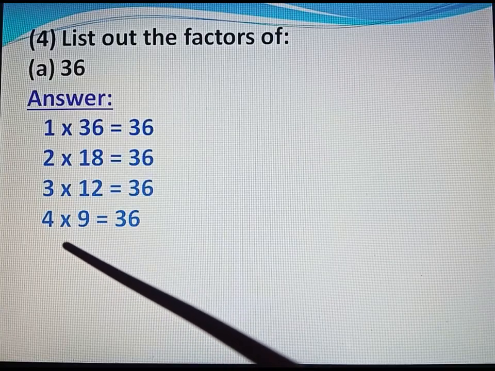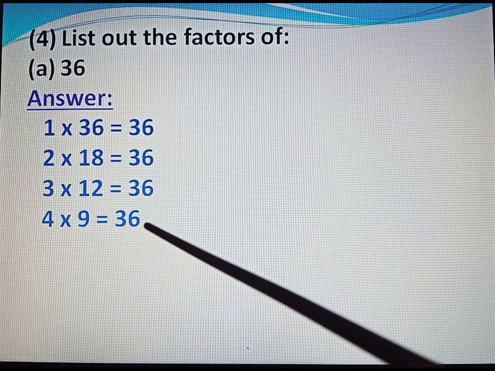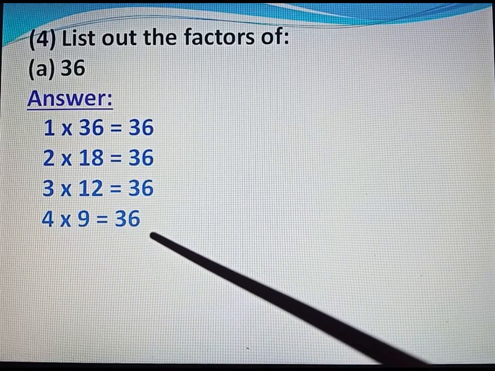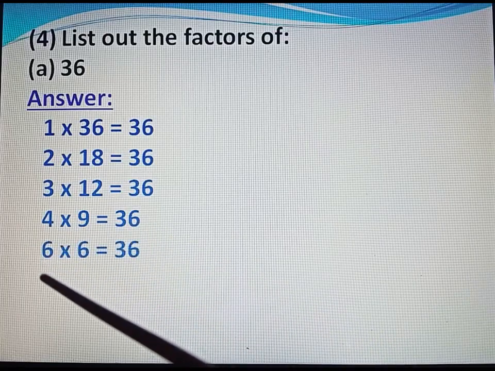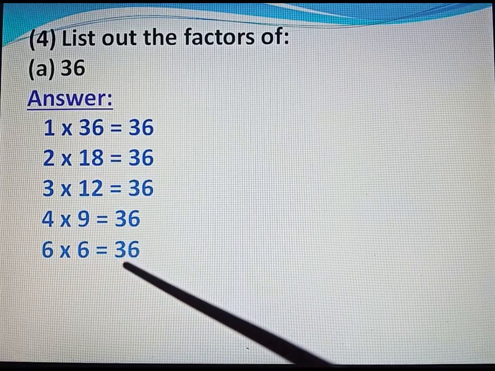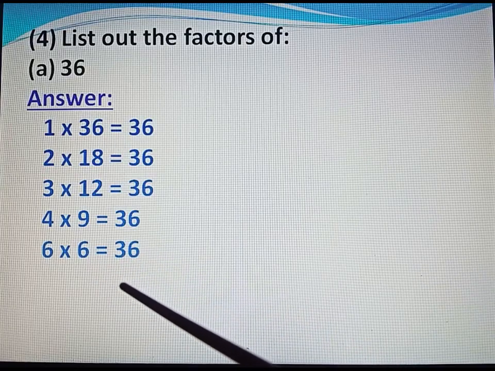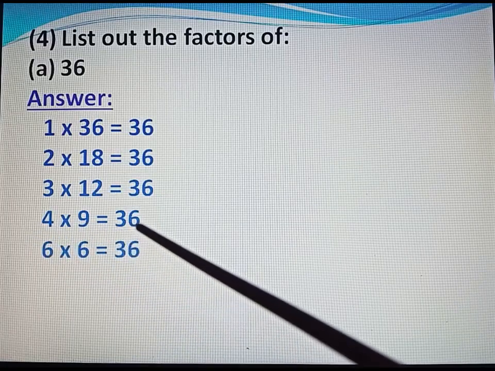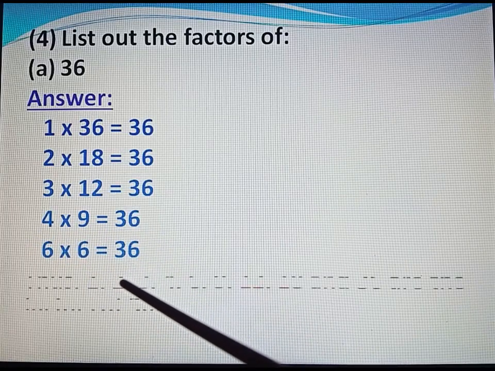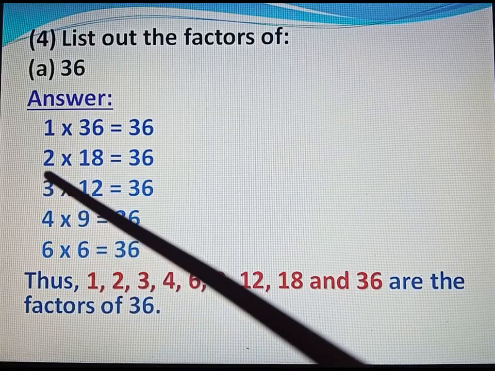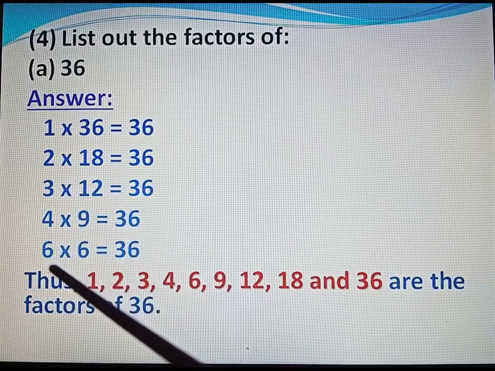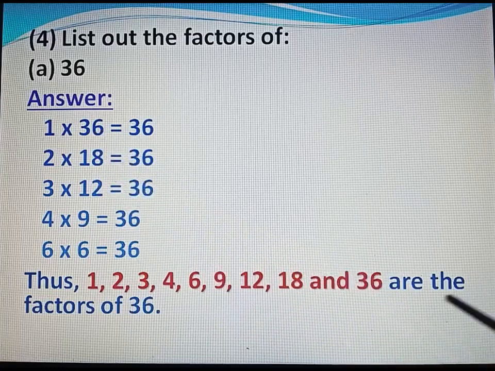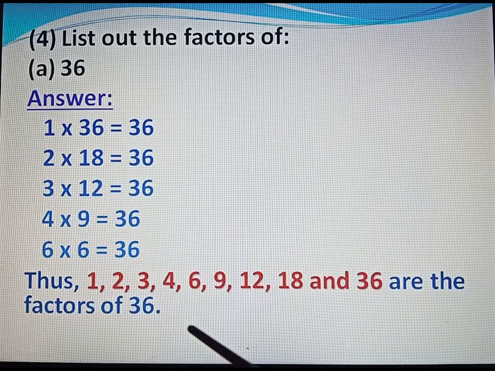Next, 3 multiply 12 equal 36, or 12 multiply 3 equal 36. Next, 4 multiply 9 equal 36, or 9 multiply 4 equal 36. Now next, 6 multiply 6 equal 36. Next, 9 multiply 4 equal 36, we have written. Thus 1, 2, 3, 4, 6, 9, 12, 18 and 36 are the factors of 36.